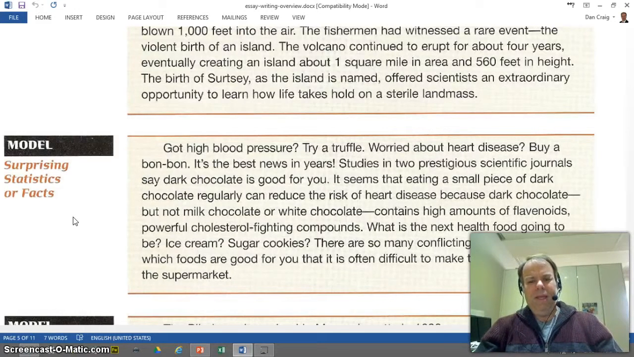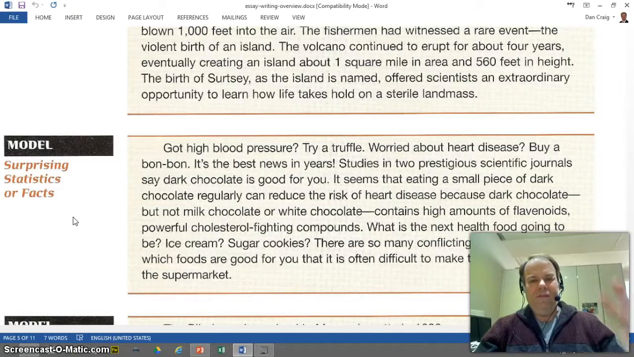But what happens then in the end is that they go from these really interesting pieces of information to a specific thesis. There are so many conflicting news stories about which foods are good for you that it is often difficult to make the right choices at the supermarket. So the rest of this essay is probably going to be about what? Well, how to make good choices at the supermarket. It's probably not going to be about all the health claims, right?